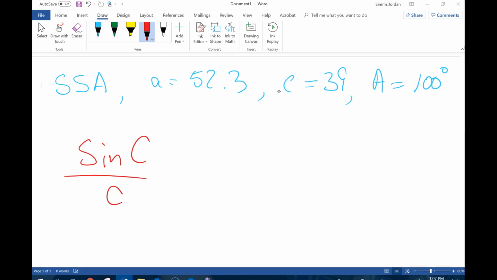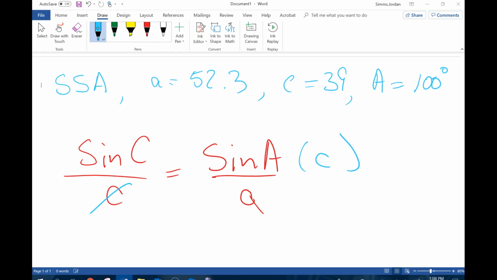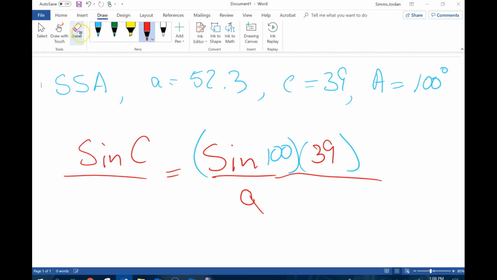So sine C over C is going to equal sine A over A. And yours might look a little different. That's okay. I'm going to multiply both sides by C. That'll cancel. And I'll just erase that to save a little bit of room. So this is what we're looking at. Sine A is 100. I'm just going to write that in. Sine of 100 times side C, which is 39. And we also know side A, and that's going to be 52.3.